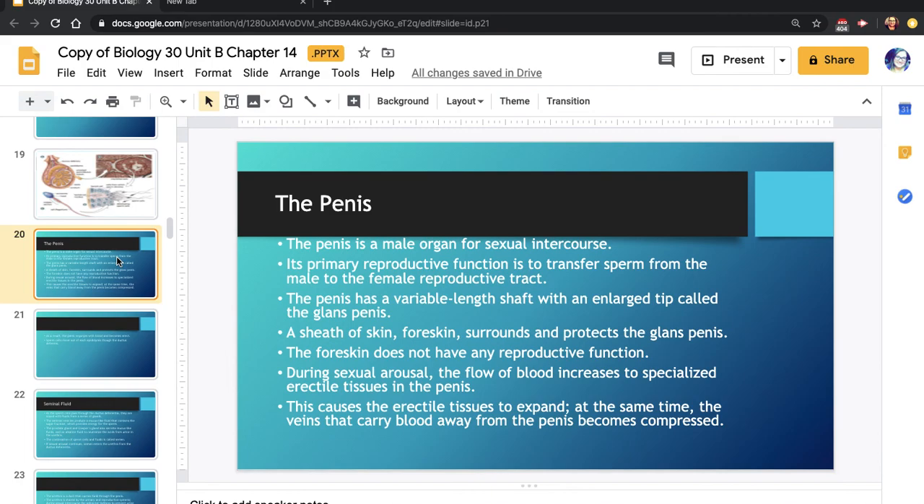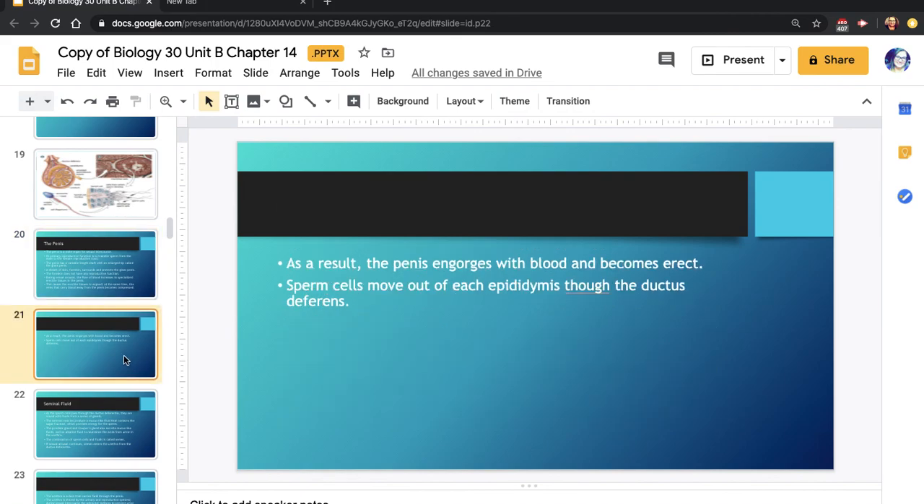During sexual arousal, the flow of blood increases to specialized erectile tissues in the penis. This causes the erectile tissues to expand, and at the same time, the veins that carry blood away from the penis become compressed. So normally, there's blood flow going to the penis and away from the penis all the time. But in the case of sexual arousal, the veins will close off, and the blood will just keep flowing there. So that allows a lot of blood to stay in that area and allows for an erection to happen.